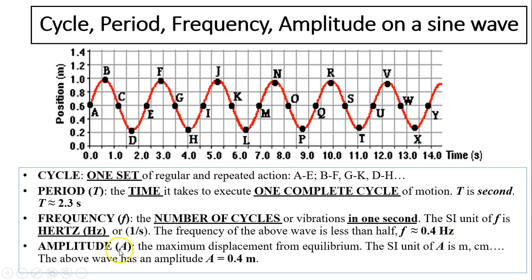The other vocabulary word is amplitude. Amplitude is the distance from the equilibrium position, in this case 0.6, to the maximum or minimum displacement. In this case, the maximum is 1, so the amplitude is 0.4 meters. If going down, you could say the amplitude is -0.4, but in this case, amplitude is just a number. Negative means downward.